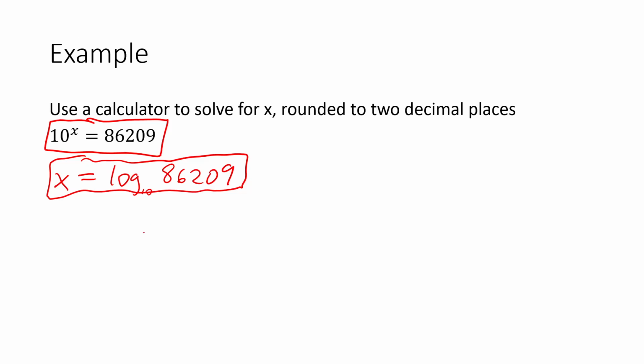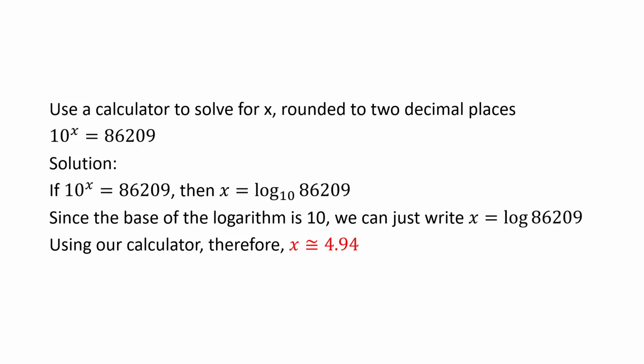Now, your calculator has a log base 10 button. Specifically, it's the one that just says log. So x is going to equal the log of 86,209. So if you get your calculator out and figure out log 86,209, it'll come up with the answer roughly 4.94. So the answer is 4.94. 10 to the 4.94 is roughly equal to 86,209. And you do that by using the logarithm button on your calculator.